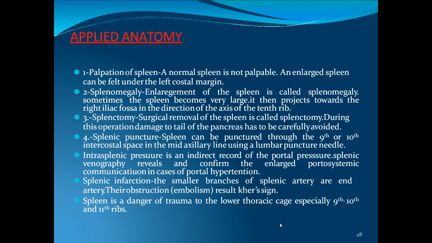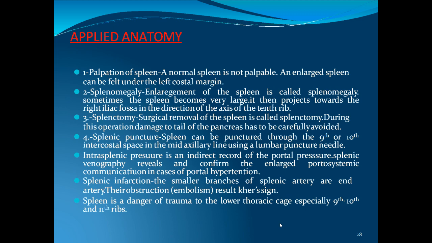Now we see the applied anatomy. Palpation of the spleen: a normal spleen is not palpable, but an enlarged spleen can be felt under the left costal margin. Splenomegaly is the enlargement of the spleen. The spleen becomes very large and projects towards the right iliac fossa, in the direction of the axis of the 10th rib. Splenectomy is the surgical removal of the spleen, and it can damage the tail of the pancreas during surgery, so it should be done very carefully.